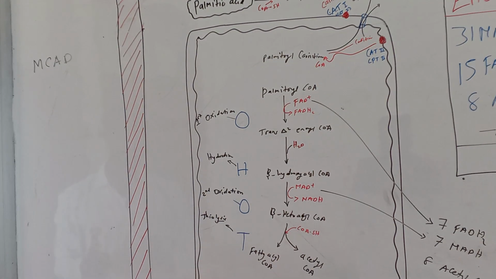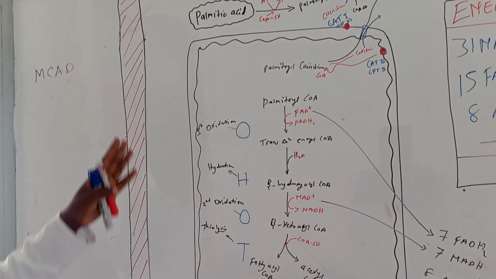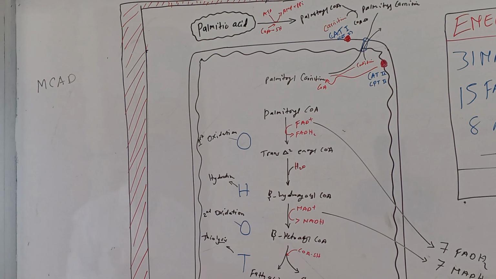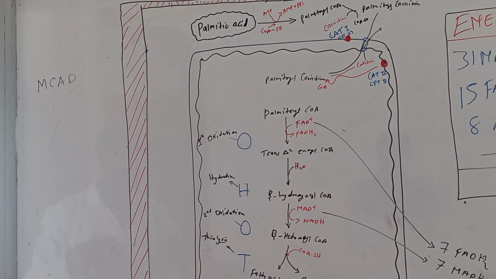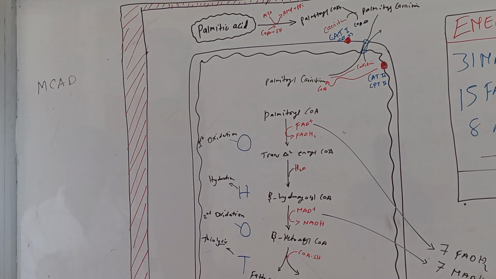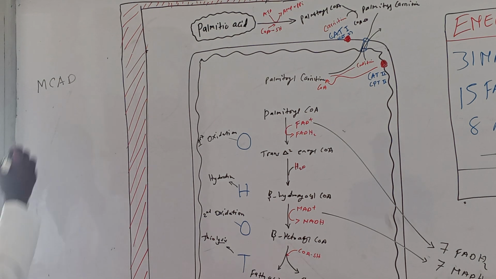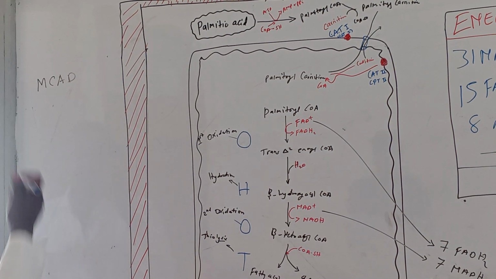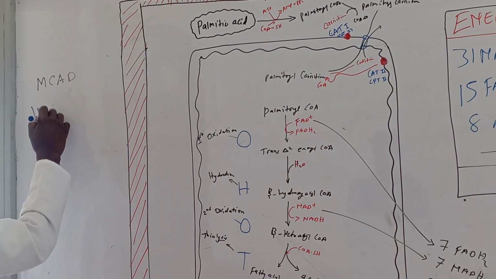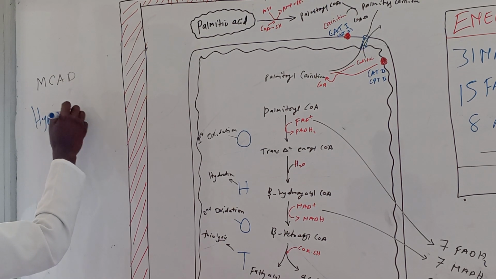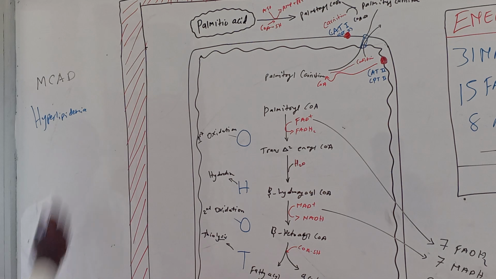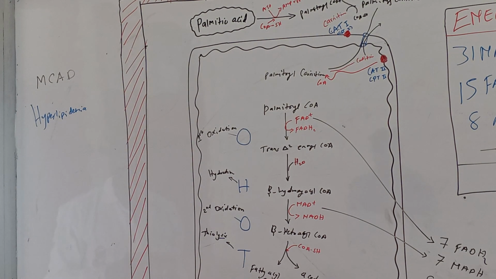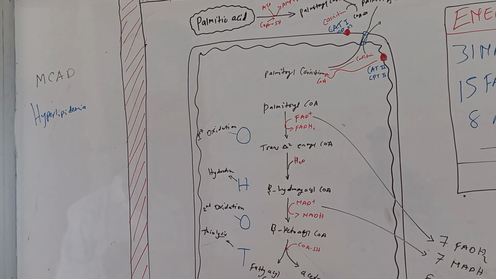When you have accumulation of this palmitoyl CoA, remember, beta oxidation occurs mostly in the liver. So we're going to have the accumulation of the fatty acid CoA in the liver, and this is going to lead to a condition called hyperlipidemia. Then the individuals with this condition also experience hypoglycemia.